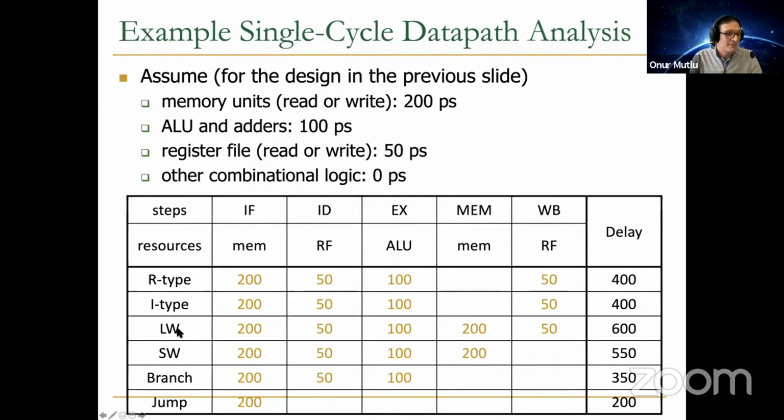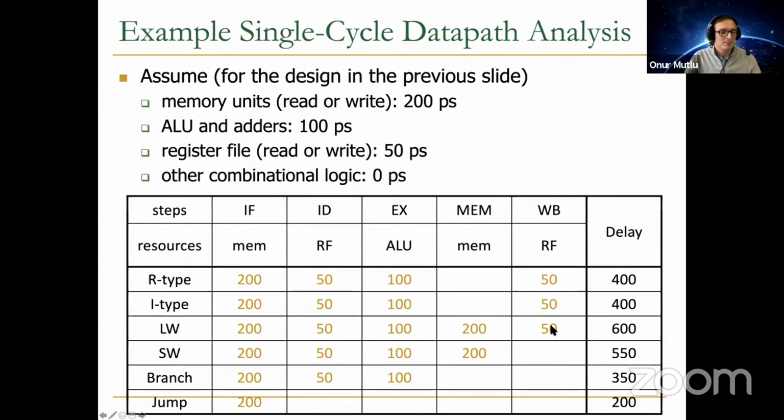R type, I type, load word, store word, branch, jump. Every instruction requires a fetch stage, so you need to pay 200 picoseconds. Some instructions do not require reading the register. Jump is an example. Everything except jump requires an ALU. Only load word and store word require memory. And only 3 types of instructions, R type, I type, and load word, need to write the register file.